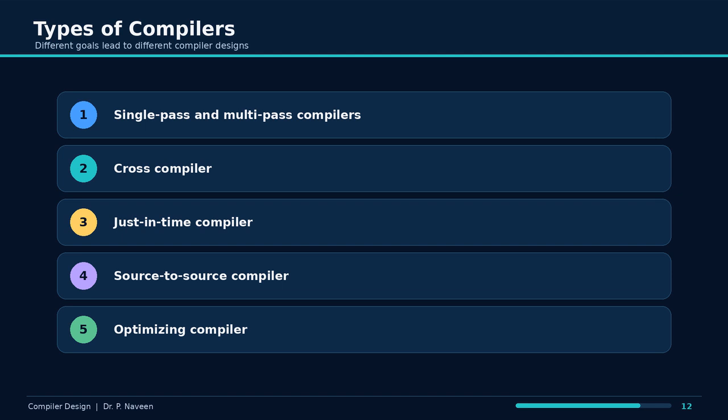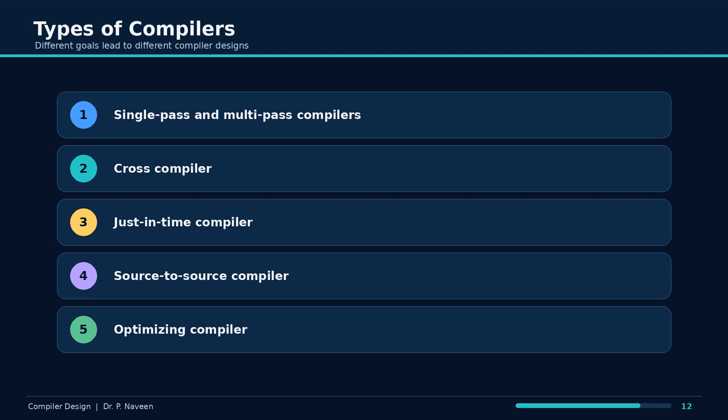This process is called optimization. It can remove unnecessary operations, it can reduce execution time, and it can also reduce memory usage. Third, compilers support portability. The same program can be translated for different processors.